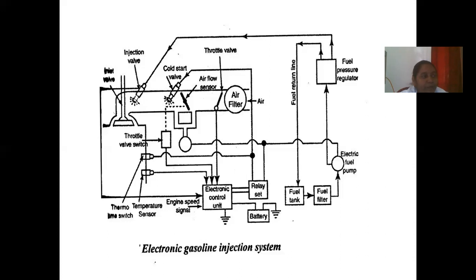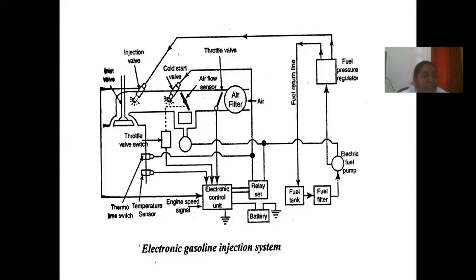This unit computes the air-fuel ratio required for the best performance of the engine during each engine cycle, and it sends a signal to the injection valve and other parts of the system. The amount of fuel injected is varied by varying the injector operating time, and the ECU cannot be adjusted or serviced. Then, advantages of electronic control systems.